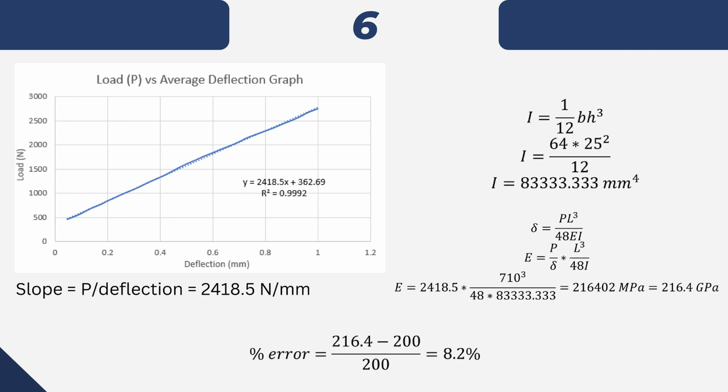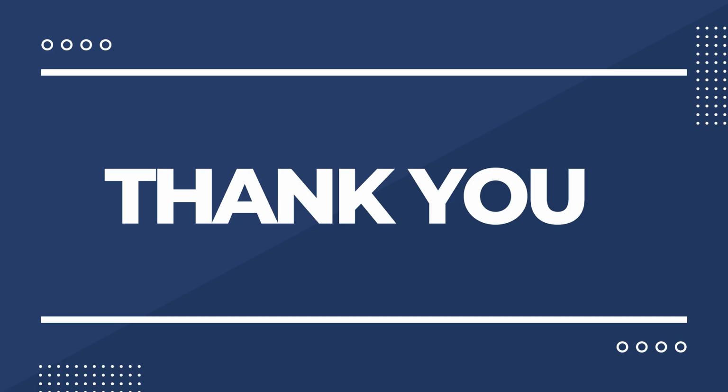As the beam is made from steel and has an expected value of Young's modulus of 200 GPa, we can now calculate the percentage of error that we get. Since we get 216.4 GPa, it deviates around 8.2% from the expected value, which is 200 GPa. So that's it from me. Thank you.